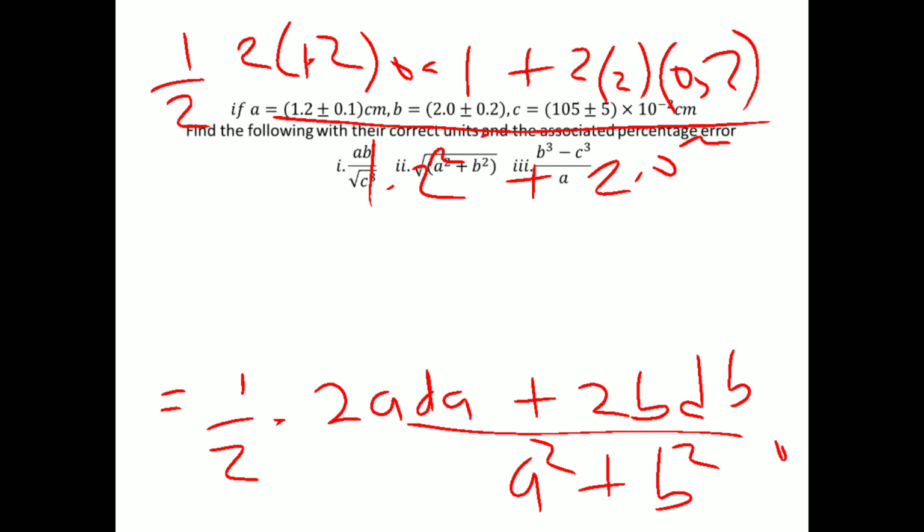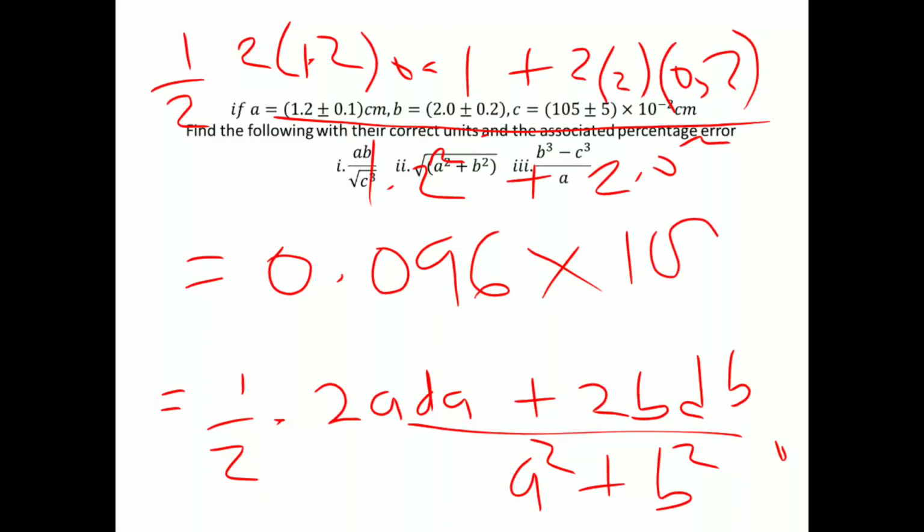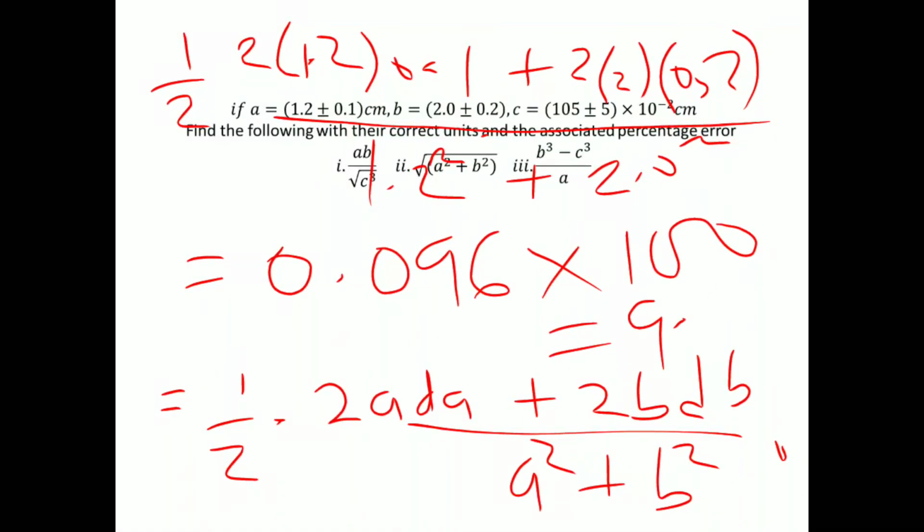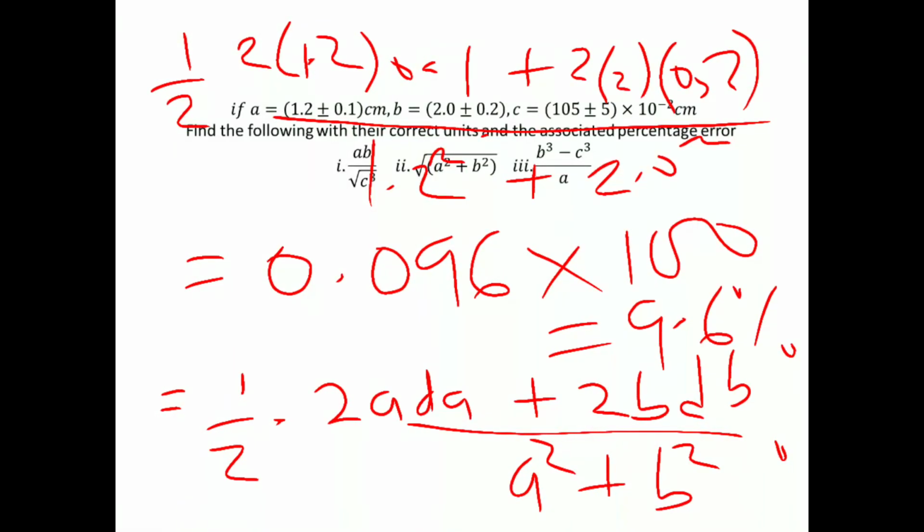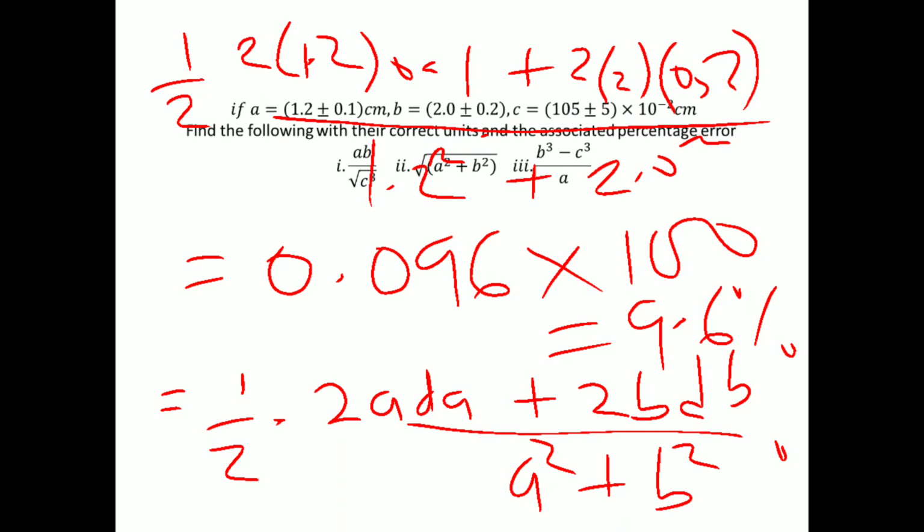0.096. So everything here gives us 0.096. But we're interested in the percentage error, so multiply by 100. That will give us 9.6%. That's beautiful. Okay, so we see the second one. The last one.